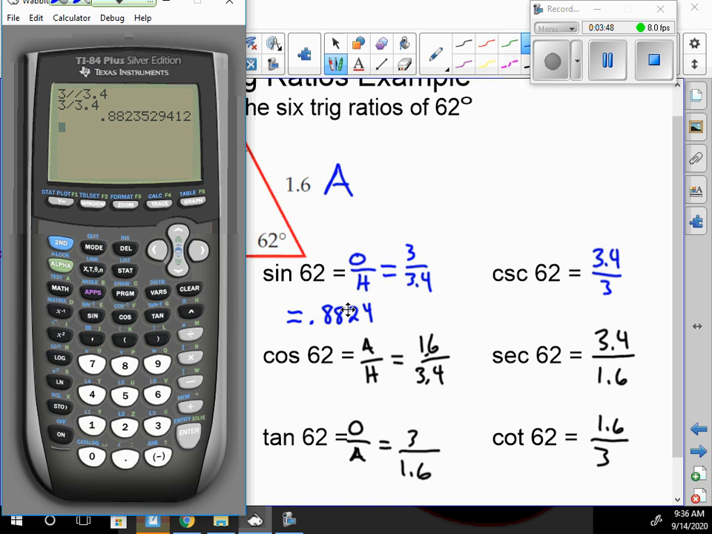0.8824. And if I want to actually be technical here, these equal signs, I can make the squiggly equals, which means approximately. So that tells everybody that I rounded it off. Okay, now we can do 3.4 over 3. That gives you 1.13 repeating.